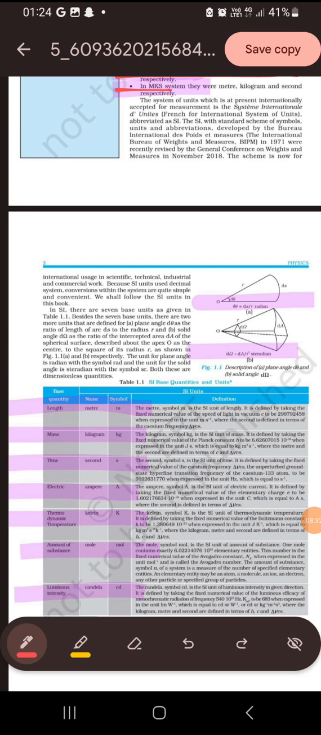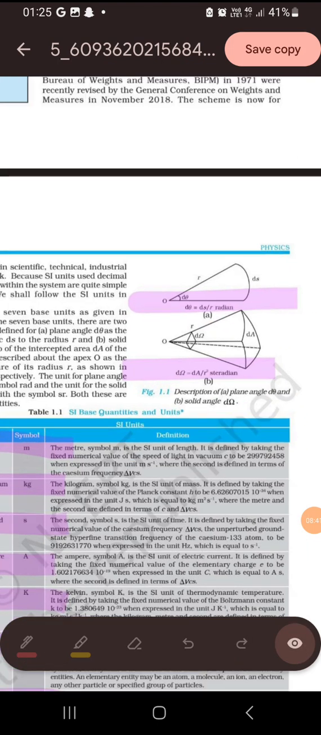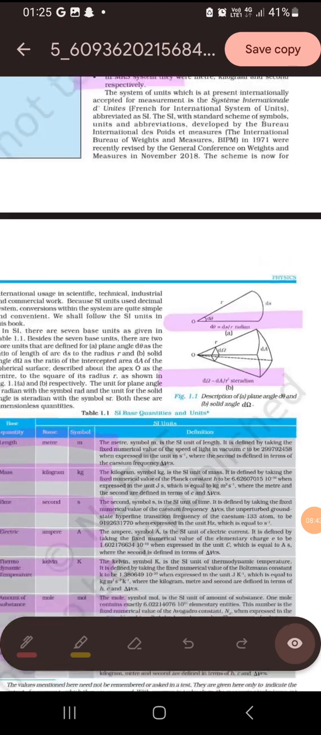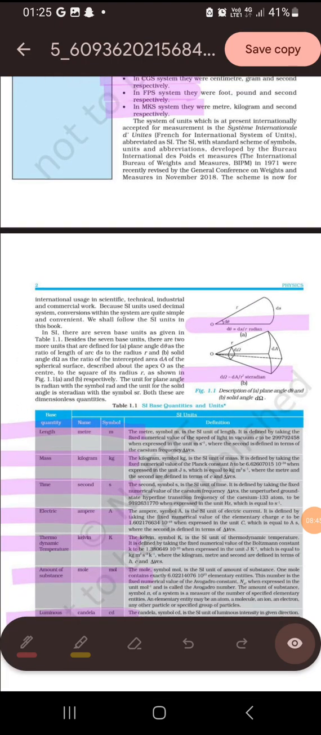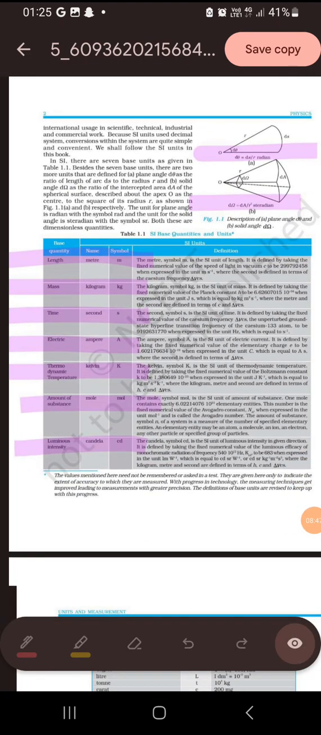Yes, as I explained here, this is plane angle and solid angle. The unit of plane angle is radian, and the unit of solid angle is steradian. Both are dimensionless quantities. And let me show you what these are.